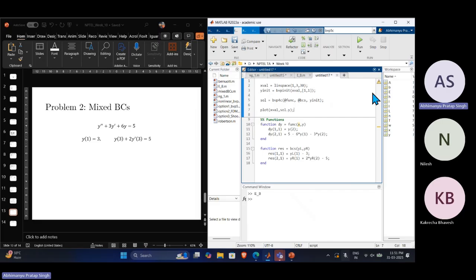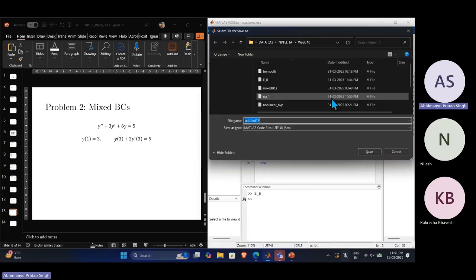I will plot both the things together. We have the function, we have the boundary conditions, we have the initialization, we have the mesh grid, and then this is the solution structure. This should be correct. Let's see that.